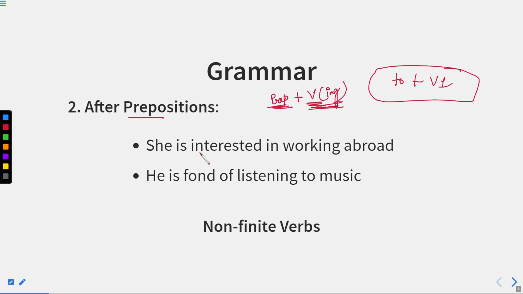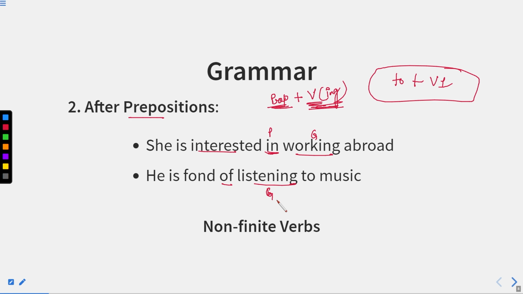For example, she is interested in working abroad. So in is a preposition and working is a gerund. He is fond of listening to music. So of is a preposition and listening is a gerund over here. Because the work is not going on over here, the task is not going on over here. She is not listening to anyone. But she is fond of what? She is fond of listening. So this listening here is behaving like an object. So this is known as gerund.